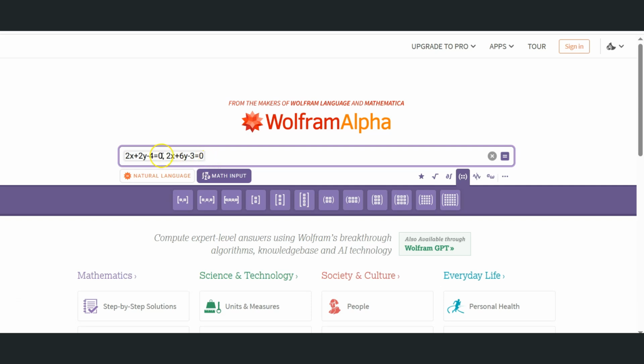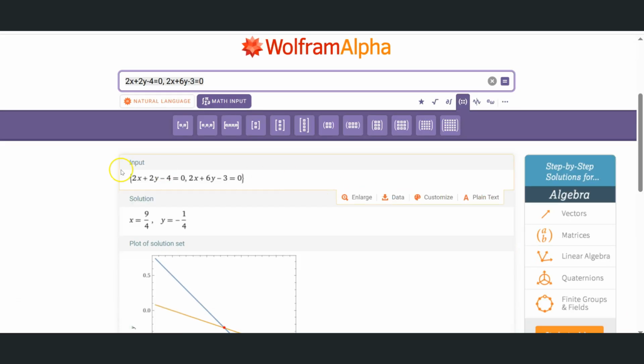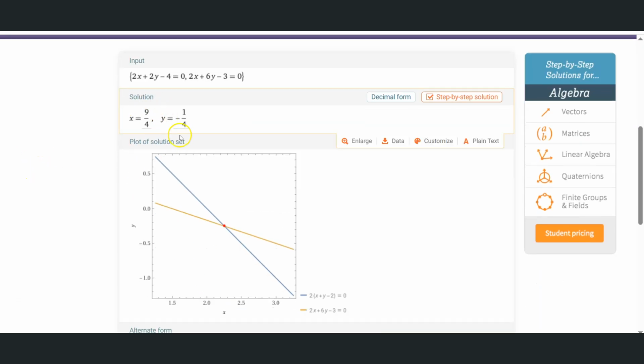So here I am in Wolfram Alpha. I already have these equations typed in. The important part here is that you enter your first equation, comma, and then your second equation that you want to solve. And Wolfram Alpha should know, if I press equals, that it's treating this as a system of equations, and it gives me the solution.